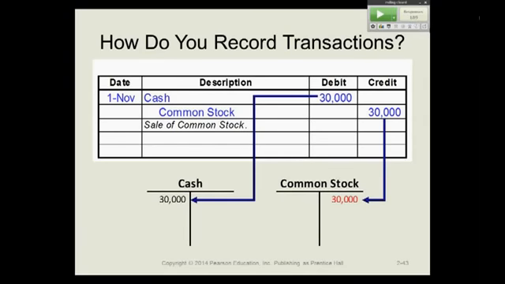So basically what happened is that when this came in from the general journal, that's where we had the debit to cash. I'm not making the formal entry here. And common stock. We'll just abbreviate it.